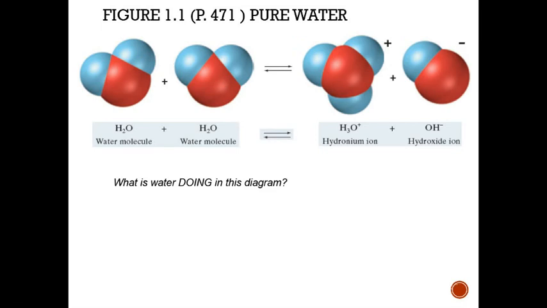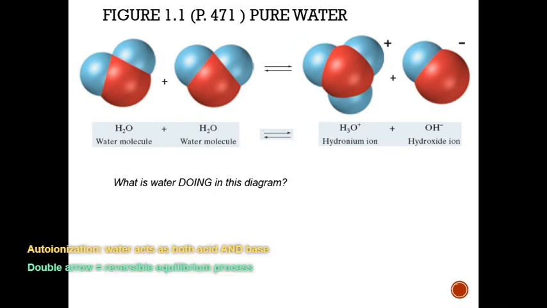Here's what's actually happening in pure water. 2 water molecules collide, and one acts as an acid, donating a proton to the other water molecule, which acts as a base. This creates a hydronium ion and a hydroxide ion. This is autoionization, or self-ionization.